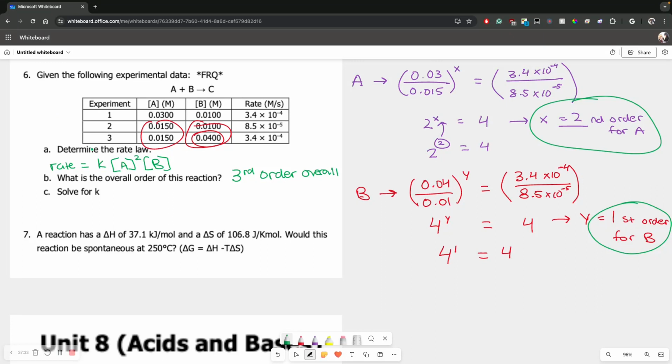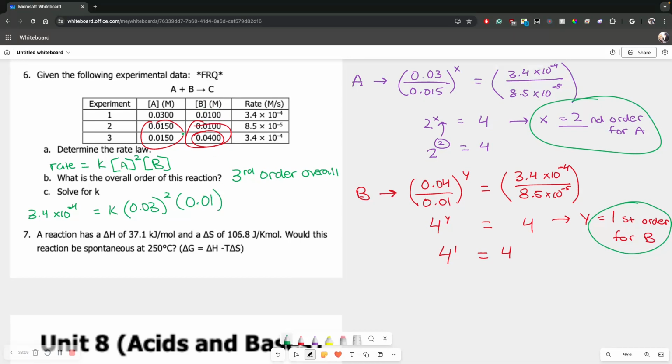In order to do this, we literally just grab this equation, choose an experiment, and just plug it in. So we're just going to take into account the first experiment, because I always do the first experiment. It's just the first one down the list. So we have rate equals K times A squared times B. So rate in this case is 3.4 times 10 to the negative 4th equals K times the concentration of A, 0.03, remember that's this number right there, 0.03, squared times 0.01 for concentration of B.